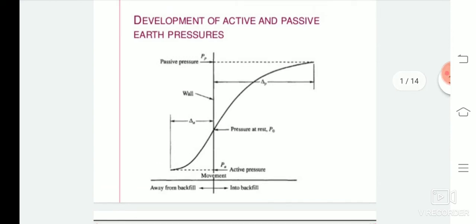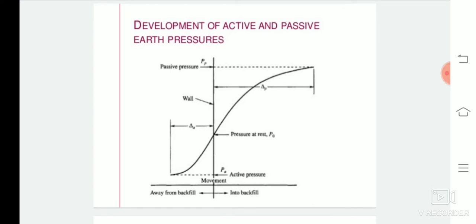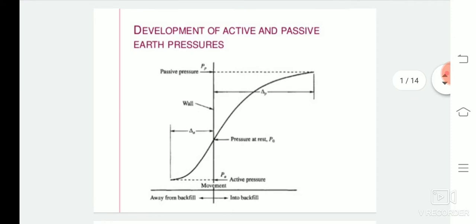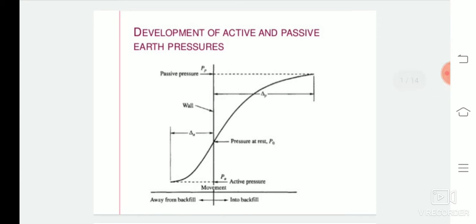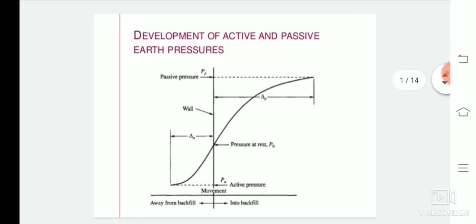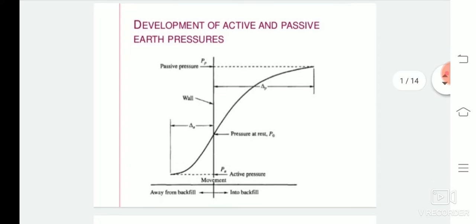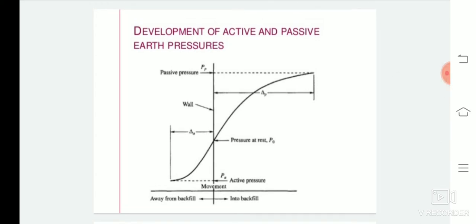When the wall moves away from the backfill, mobilization of the internal resistance of the soil takes place, which builds up in directions away from the wall, and hence the earth pressure on the wall decreases. This decrease of earth pressure continues until the full resistance has been mobilized. The earth pressure does not decrease beyond this point with further movement of the wall. This minimum pressure is called the active earth pressure, indicated as Pa.